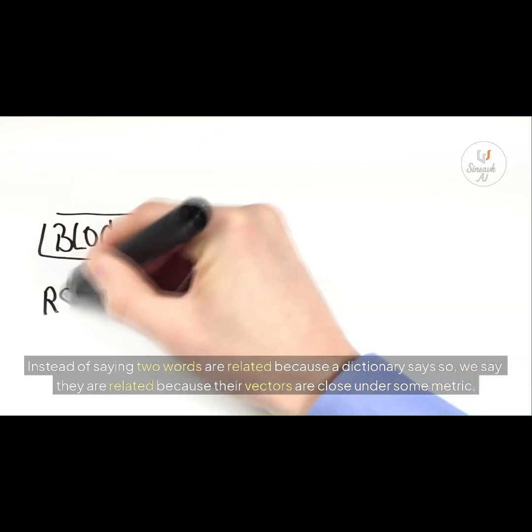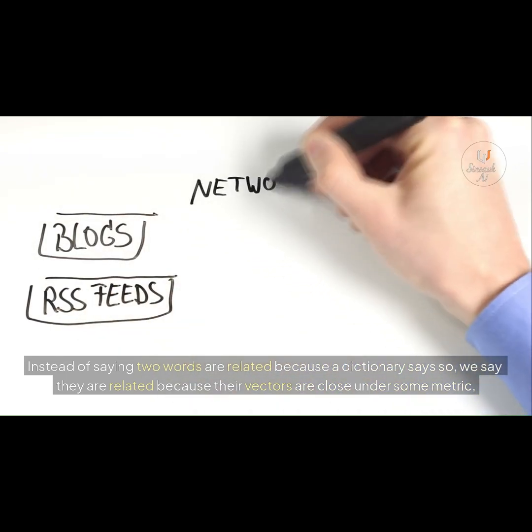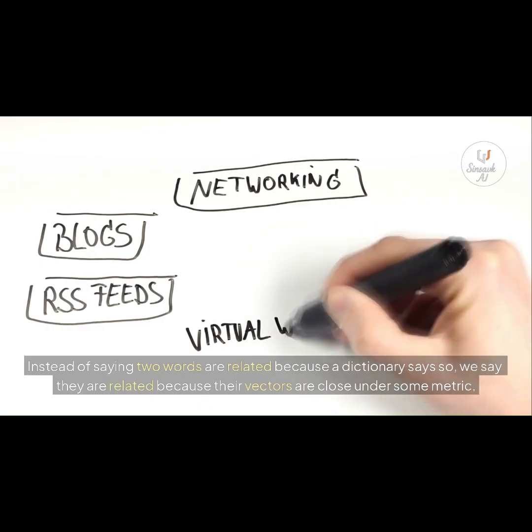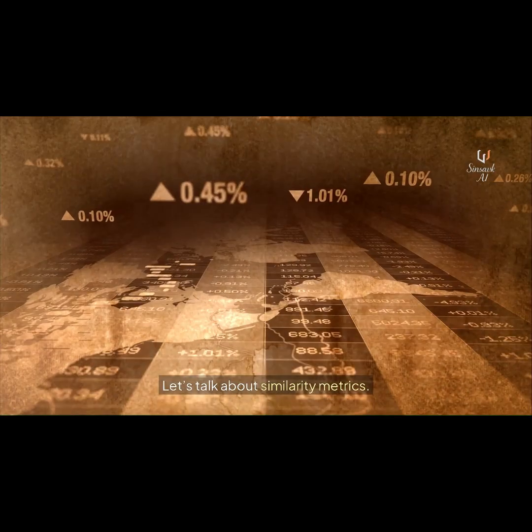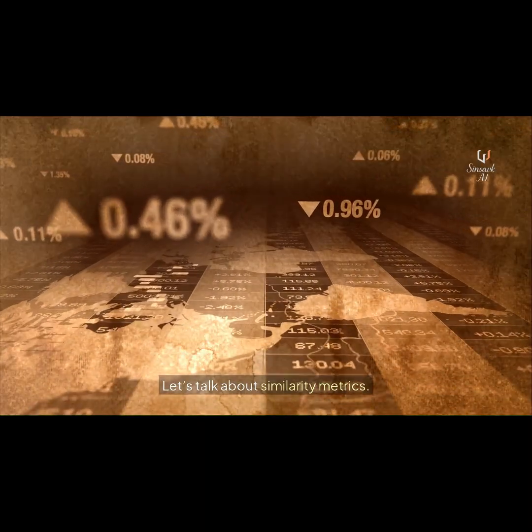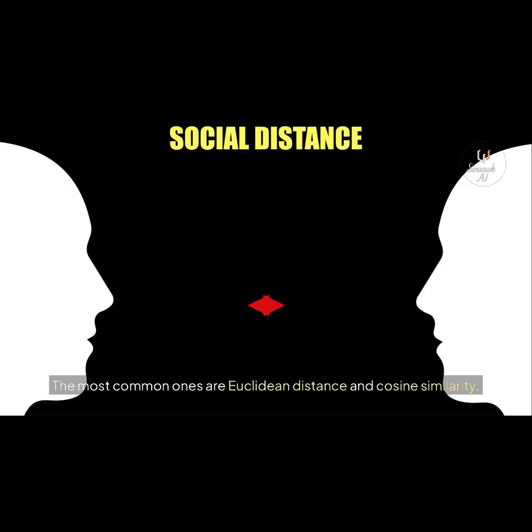Instead of saying 2 words are related because a dictionary says so, we say they are related because their vectors are close under some metric, such as cosine similarity. Let's talk about similarity metrics. The most common ones are Euclidean distance and cosine similarity.